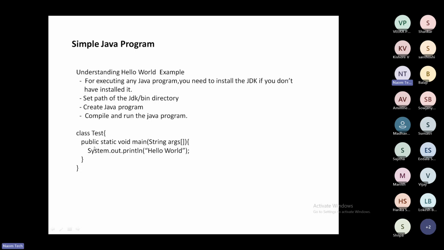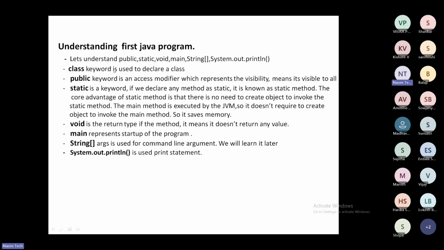So by now you should be very clear, friends. What is class? A keyword used to declare a class. What is public? Public is a keyword, an access modifier, which represents visibility. It means it's visible to all. That public member might be a variable, a method, or a class, whatever it is, and it is visible within the same package and to other packages. I'll talk more about it later.